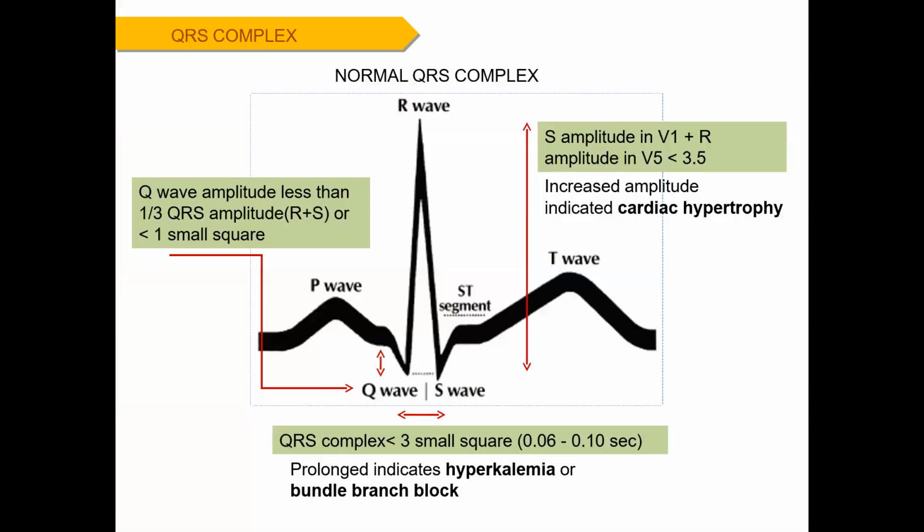Now coming to the QRS complex. The normal QRS length is less than 3 small squares, less than 0.110 seconds, and the normal Q wave amplitude is less than 1/3 of the QRS amplitude. This is the amplitude of the Q wave, from this point to this point. Normally, it will be less than 1/3 of the QRS amplitude, measured from the R wave to the S wave. This wave should be 3 times smaller than that, okay? So this is the normal.